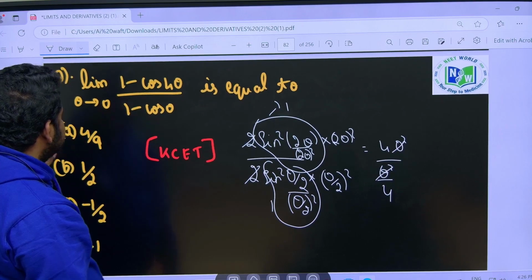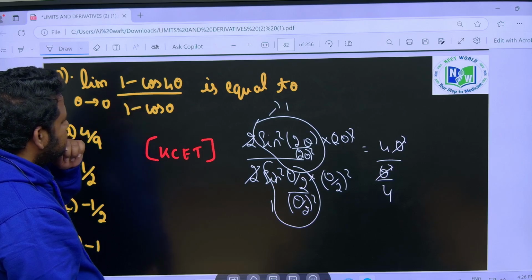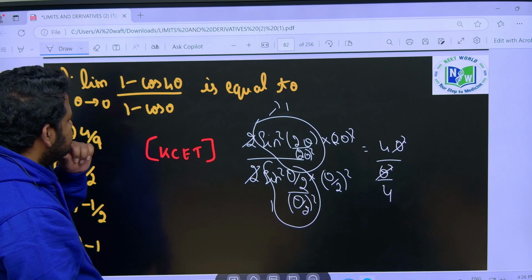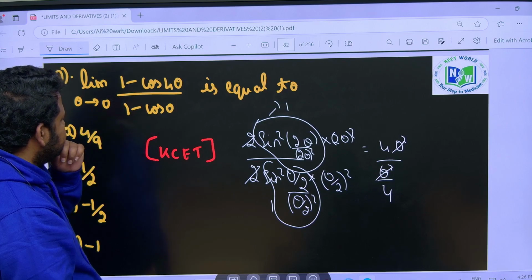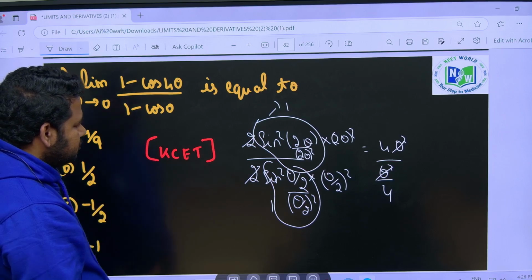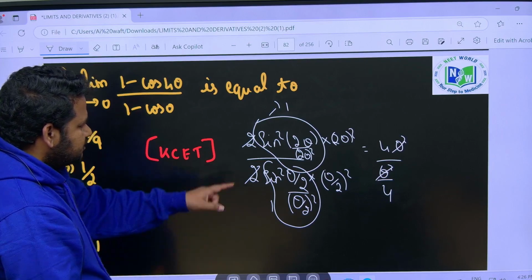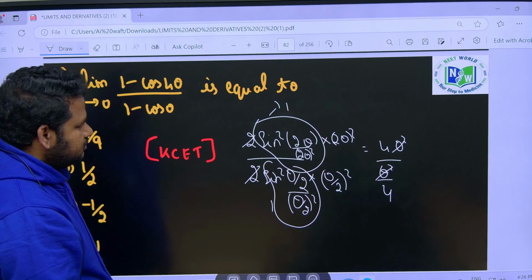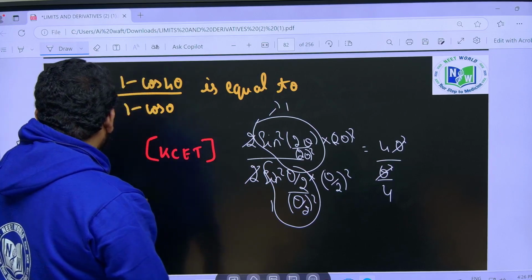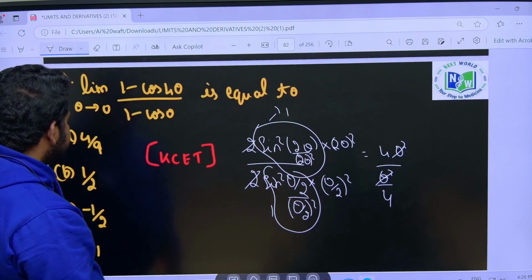Let me have a check at it once. 1 minus cos 4 theta is 2 sin square 2 theta. And this is 2 sin square theta by 2, so this will be theta by 2 whole square. So this will be theta square by 4, that is 4 theta square. So this will be equal to what? Let me have a check. There is some ambiguity or mistake in this question. Let us check.